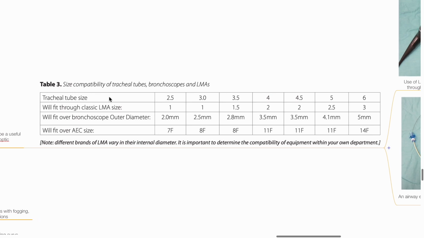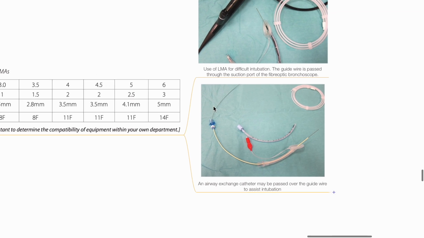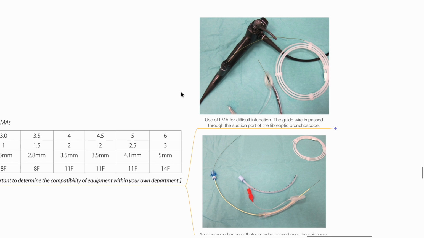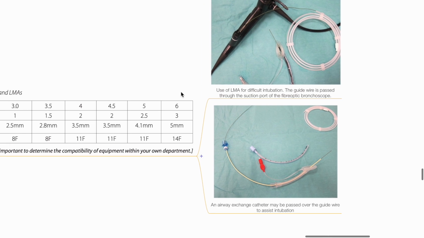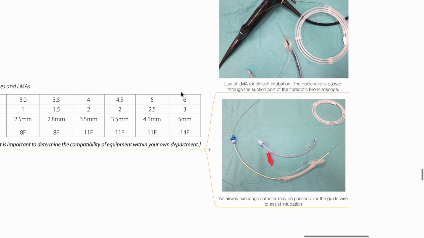This table shows the size compatibility of tracheal tubes, bronchoscopes, and LMAs. This picture shows the use of an LMA for difficult intubation. The guide wire is passed through the suction port of the fiber optic bronchoscope. An airway exchange catheter may be passed over the guide wire to assist with intubation as well.